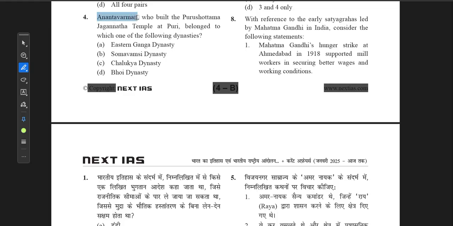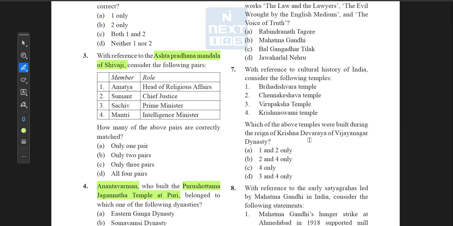Anantavarman, who built the Purushottam Jagannatha temple at Puri, belonged to which of the following dynasties? Bhoi dynasty, no. Chalukya dynasty, no. Somavanshi dynasty, don't know. So I don't have any idea, so leave this question also.